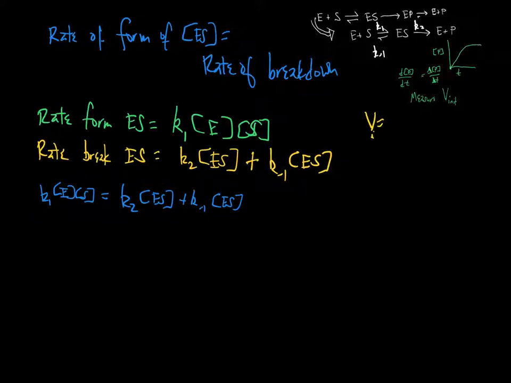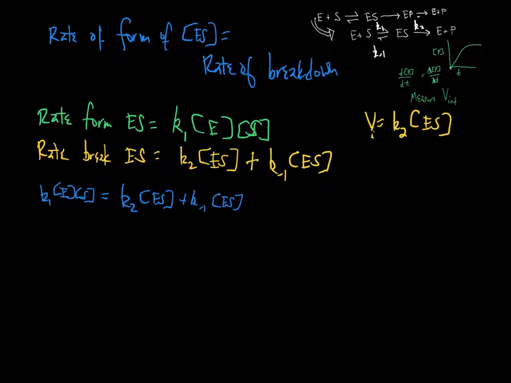Okay. So what is the one way, we only have one way to make product. What little k is associated with it? k2. Okay. And then what's the concentration that's affiliated with k2 to make product? ES.